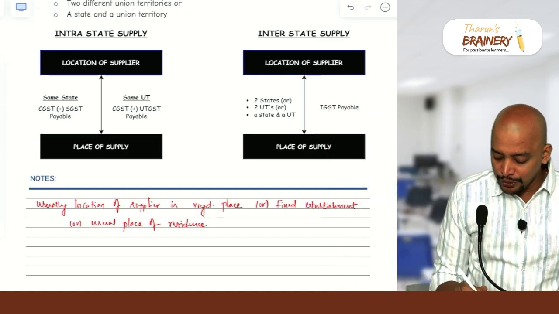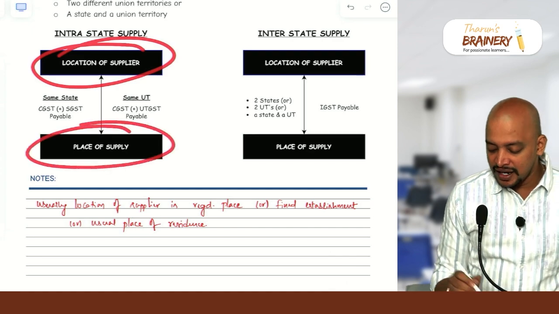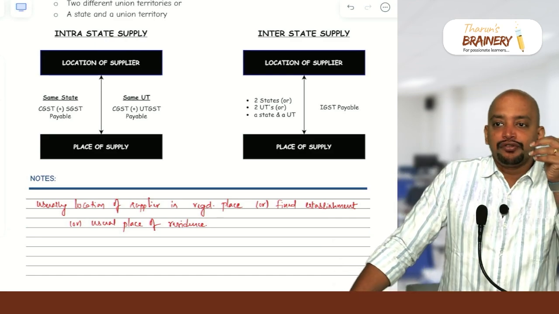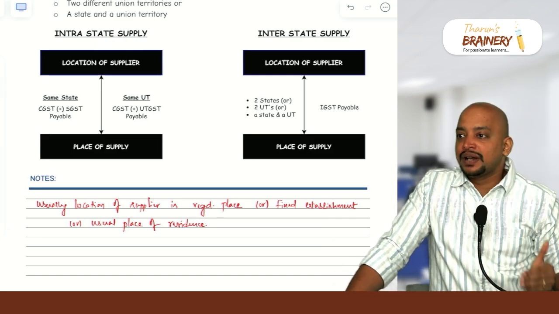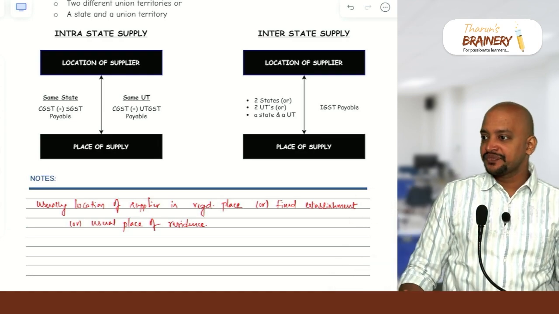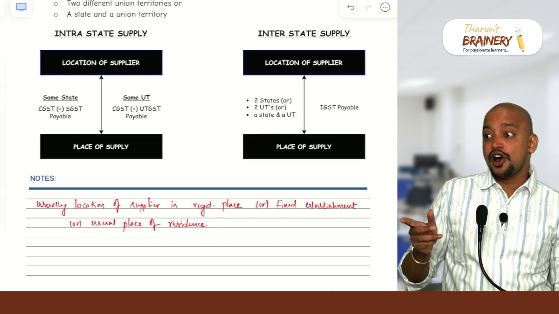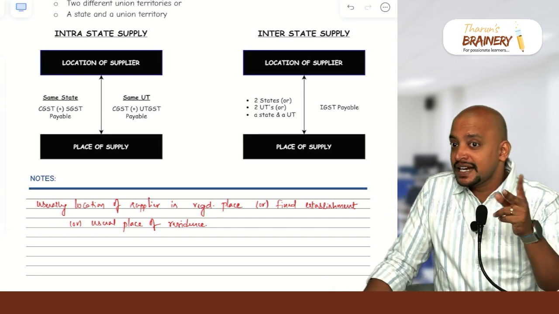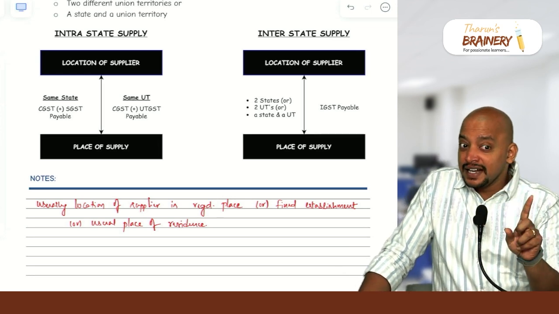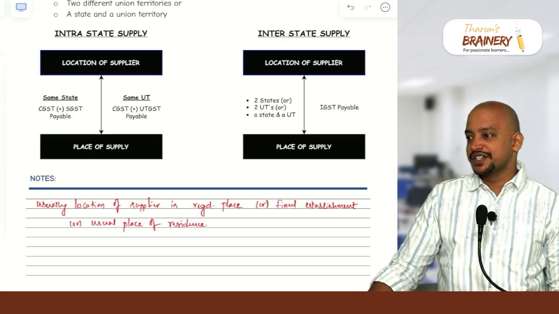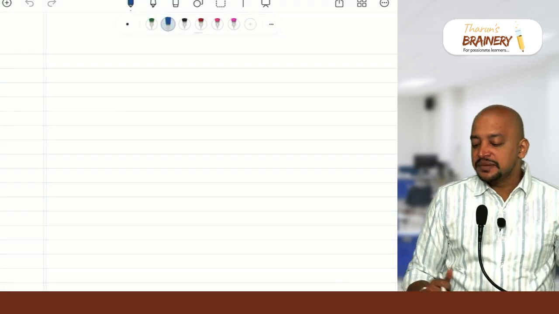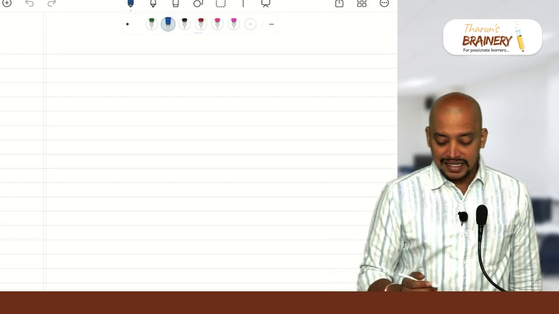But only when you know these 2 factors can you determine the nature of supply, whether it is intrastate or interstate. Now listen, concentrate. If the location of supplier and place of supply are in the same state or same union territory, it is intra. Which 2? Supplier and recipient, or supplier and place of supply? Supplier and place of supply. It is not the location of recipient. Generally the recipient will be in the same state, sir? Not necessary, I am telling you.